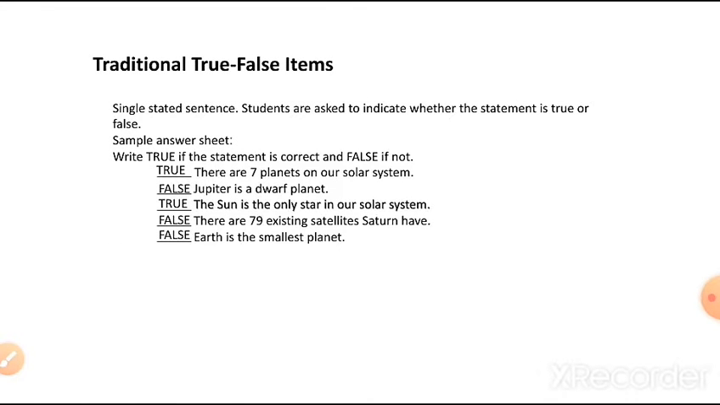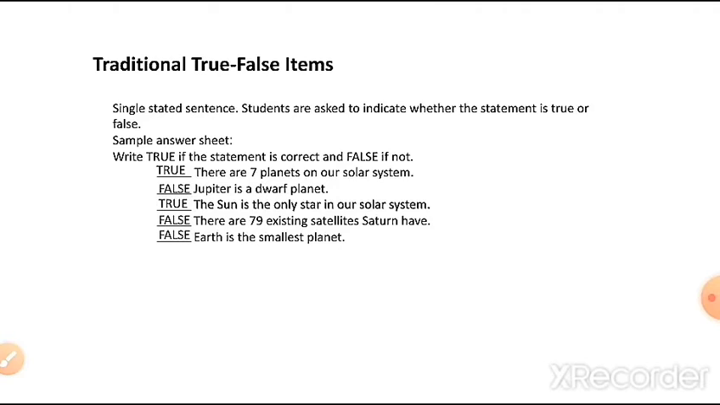Traditional true or false items are only a single stated sentence. Students are asked to indicate whether the statement is true or false. So, for example: write true if the statement is correct and false if not. Item number 1 says that there are 7 planets in our solar system. So it is true because we only have 7 planets. Number 2, Jupiter is a dwarf planet. Do you think Jupiter is a dwarf planet? The answer is false. Number 3, the sun is the only star in our solar system. Then it is true.